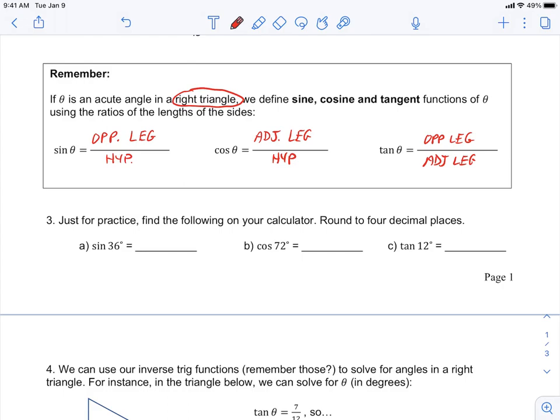And so if you take out your graphing calculator, please pause the video and calculate these three trig calculations. If you calculated them correctly, you should get 0.5878, 0.3090, and 0.2126. Those would be the decimal versions that you can get from your calculator. Again, as long as you're in degree mode, that should work.